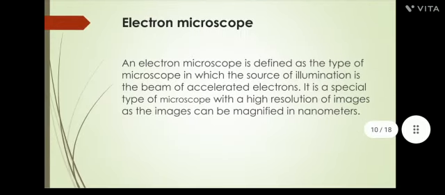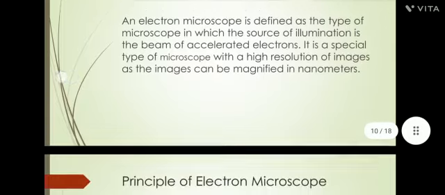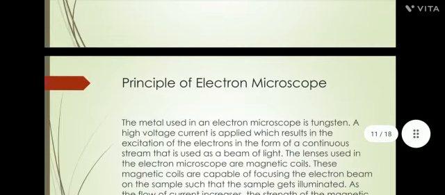Now, what is an electron microscope? An electron microscope is defined as a type of microscope in which the source of illumination is a beam of accelerated electrons. It is a special type of microscope with a high resolution of images as the image can be magnified in nanometers.